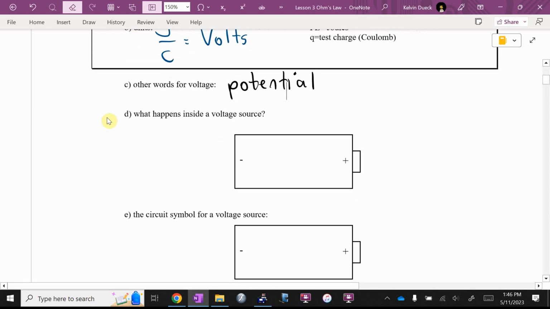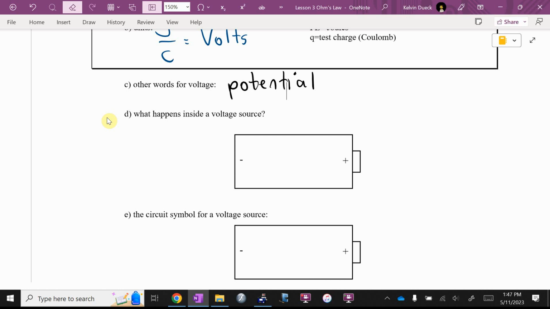So we're going to start to talk about batteries. What happens inside a voltage source? Well, it all comes from the fact that like charges repel and opposite charges attract. Inside a battery, a chemical reaction does work separating positives from negatives, very similarly to the work I do when I lift something up from the earth. When I lift it up from the earth, I give it gravitational potential energy, mgh.